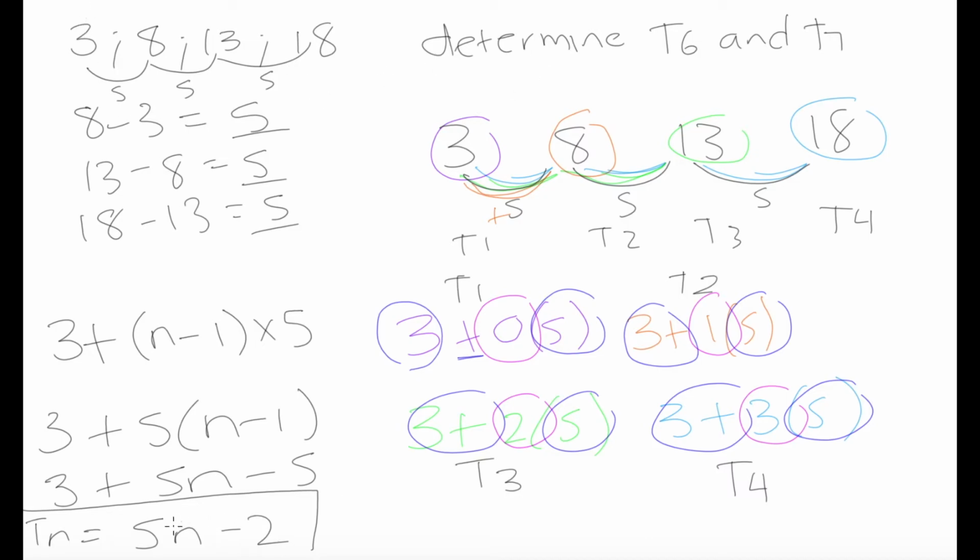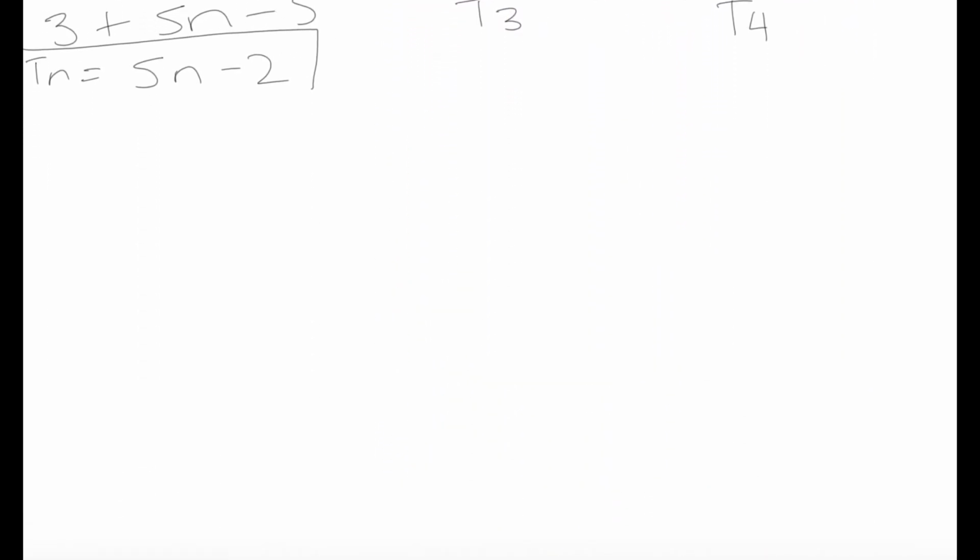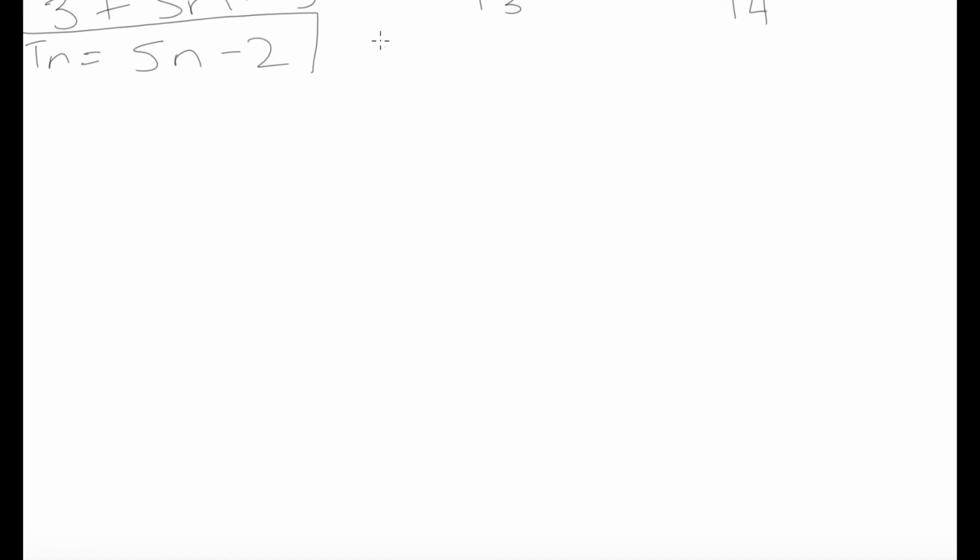And now let's use this formula to actually find T6 and T7. So I'm going to give myself a little bit more space here. So we have our general formula here, and we're trying to find T6 and T7. So if we're trying to find T6, we know we're going to be able to find that by seeing what 5 times 6 minus 2 is. And that is, well, 5 times 6 is 30, minus 2 is equal to 28.